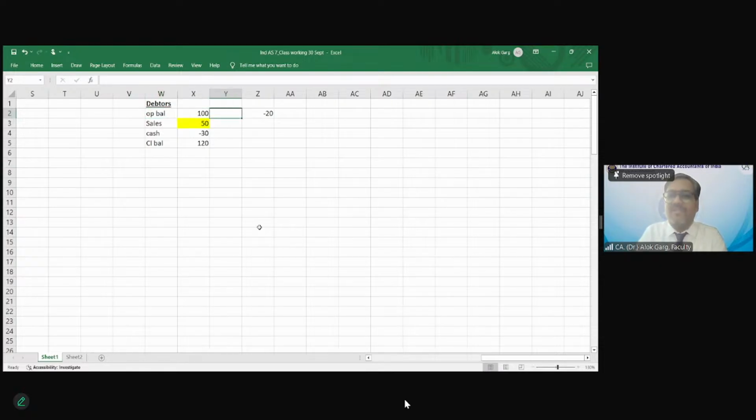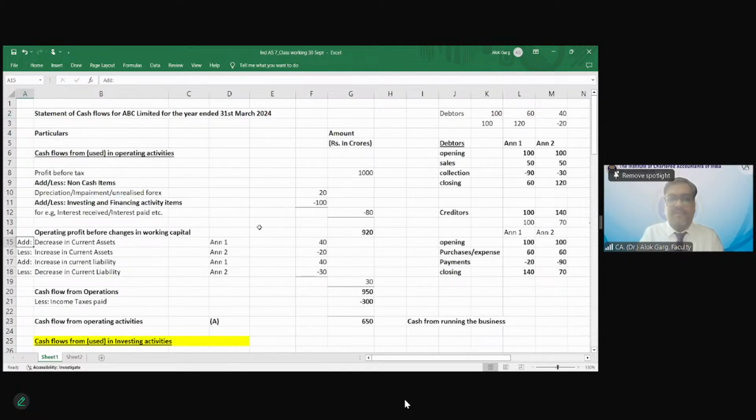So how will you do the adjustment of 20 rupees? What is my opening balance versus my closing balance? The movement is 20 rupees, opening minus closing. It means I have received 20 rupees less. So this is an increase in current asset, and I will reduce my cash flow. So an increase in current asset is reducing your cash flow. Now have you understood the concept? Conceptually, after adjusting non-cash items and non-operating items, why are we doing the changes in working capital? Is that clear?